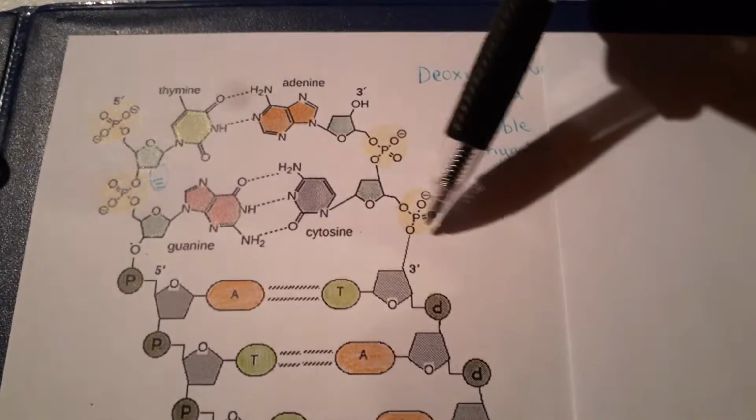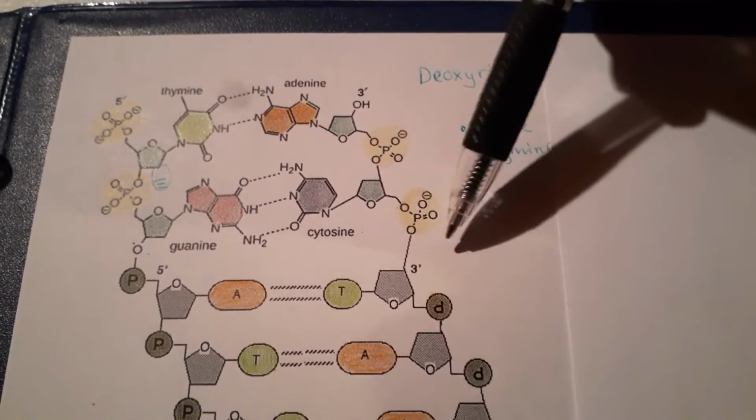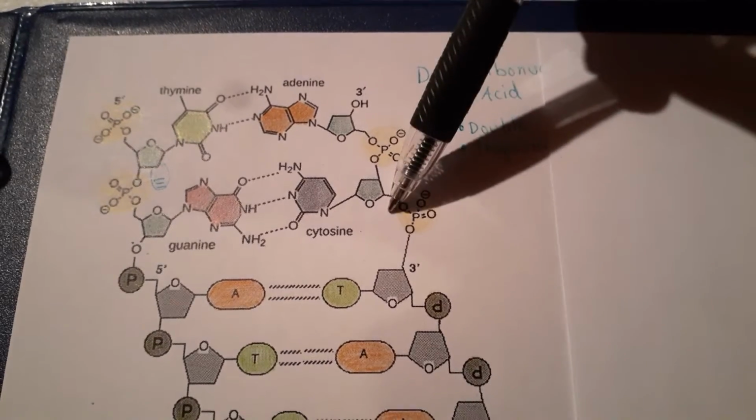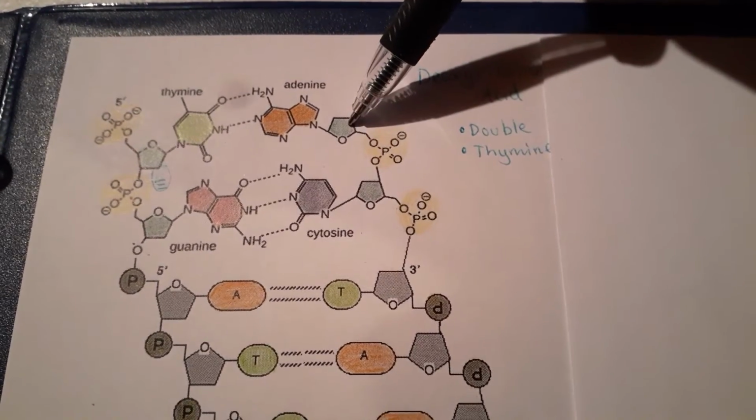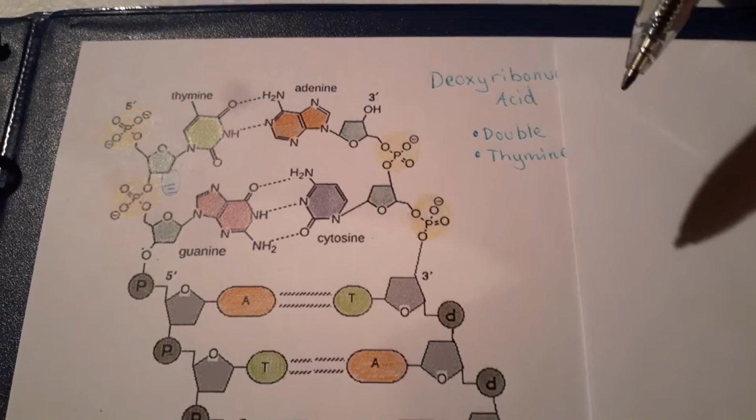This strand over here goes from 5' to 3'. Its complementary pair chain goes from 3' to 5'. Okay, so again, this is called antiparallel.